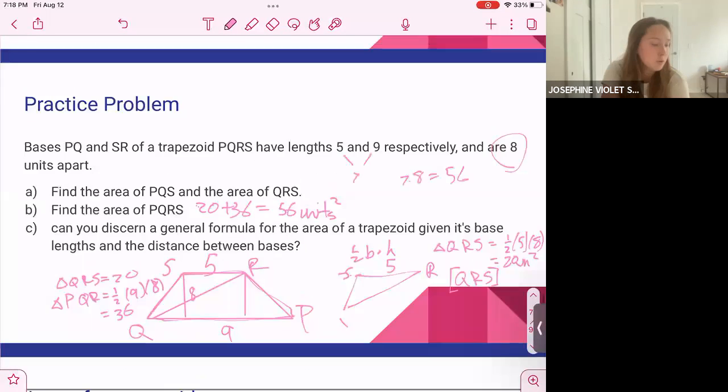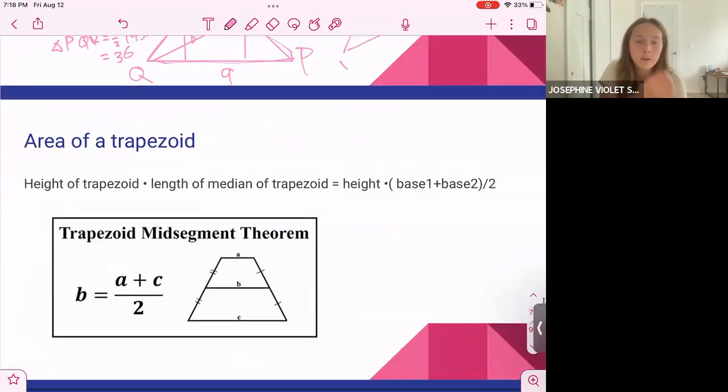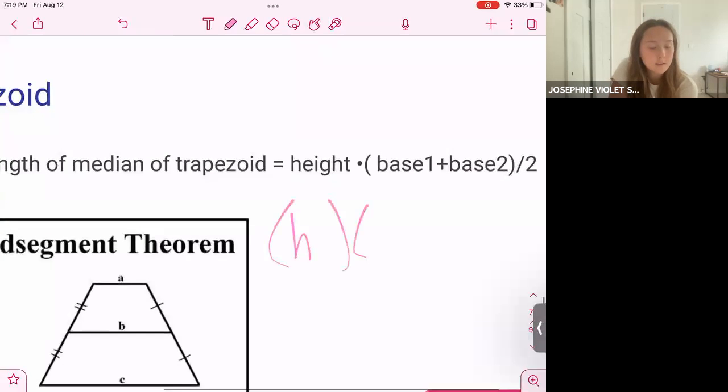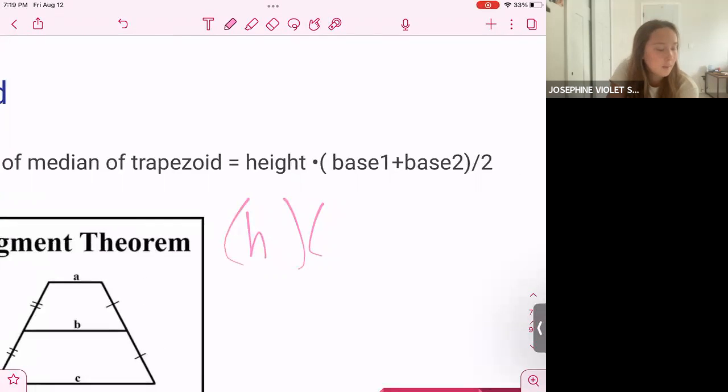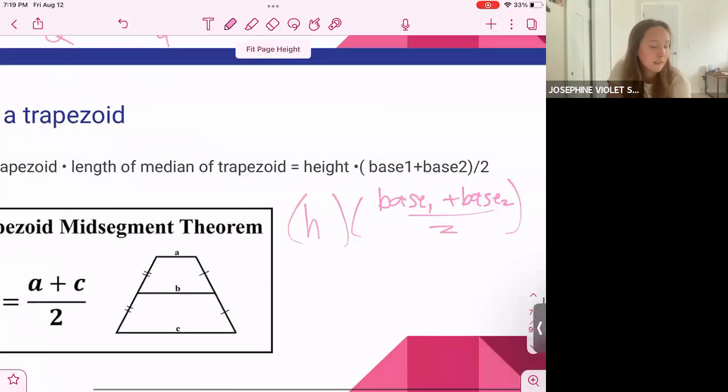And that brings us to the general formula for the area of a trapezoid, as well as something valuable we learned from that, which is the mid-segment theorem. I call it a median. Other people call it mid-segments. So the area of a trapezoid is going to be height times length of median, which is also equal to base 1 plus base 2 divided by 2.